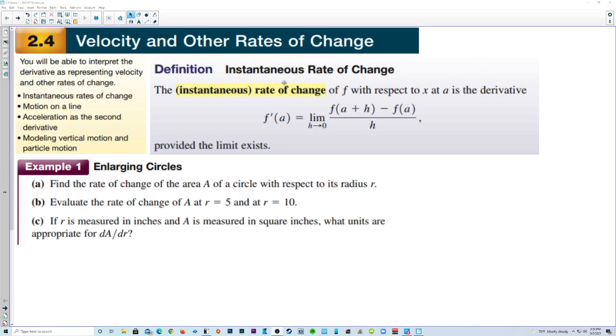This is section 2.4, velocity and other rates of change. Here we have the formal definition of derivative, but it's also the instantaneous rate of change or the instantaneous velocity.